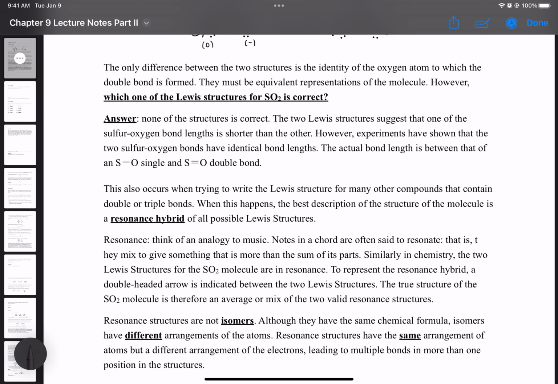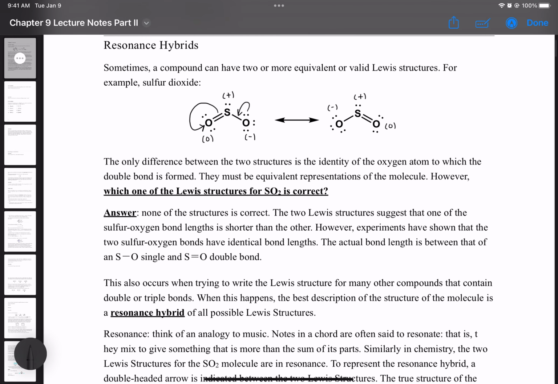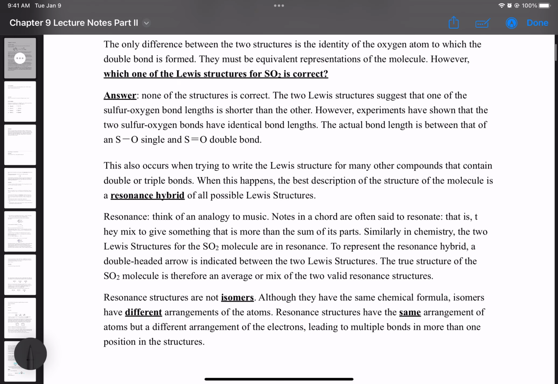So double-headed arrows mean we have an arrow with an arrowhead on both ends. That means they're resonance structures, just like how I've drawn up here. So that indicates a resonance structure. More importantly, the resonance hybrid is the true picture of the Lewis structure for such molecules.